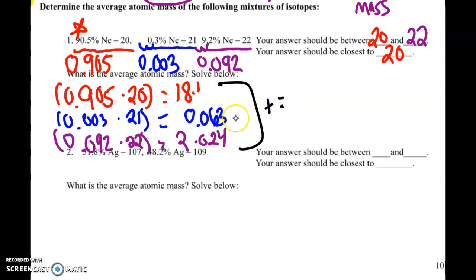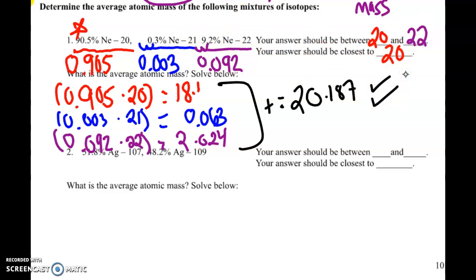Now to get my final answer, I have to add all these up. So take 18.1 plus 0.063 plus 2.024. Pause, plug it into your calculator. You should get 20.187. Now let's do our quick check. Is 20.187 between 20 and 22? Yes, that's good. Is it closest to 20 than any other number? Yes, that means everything's good.